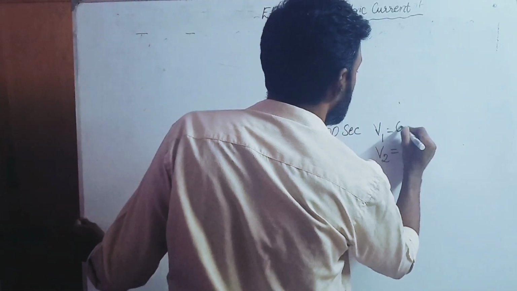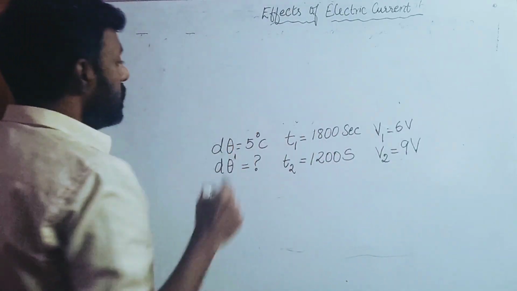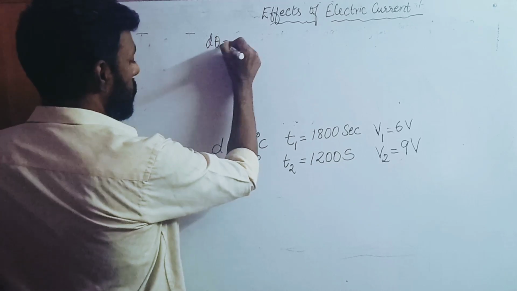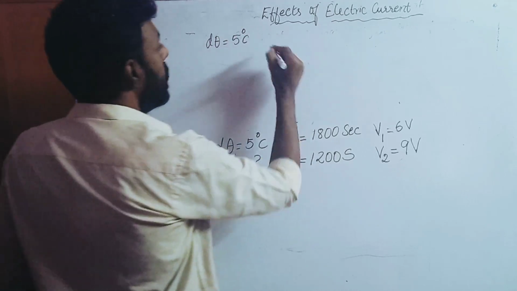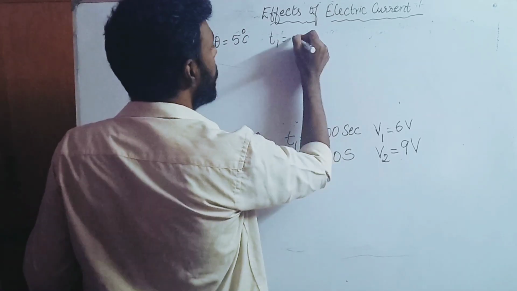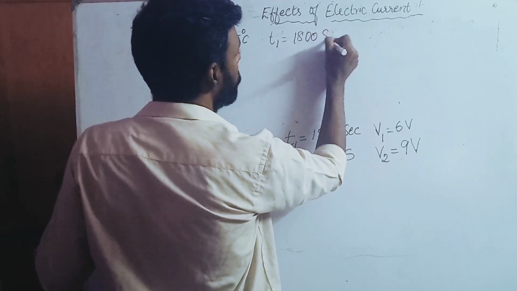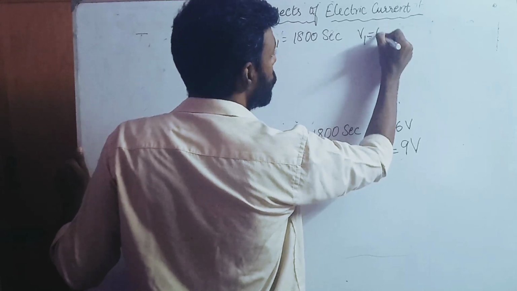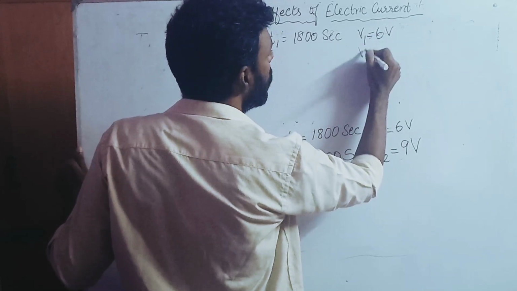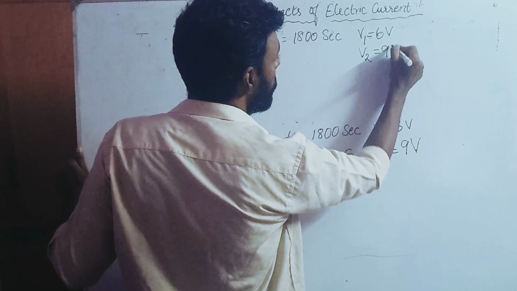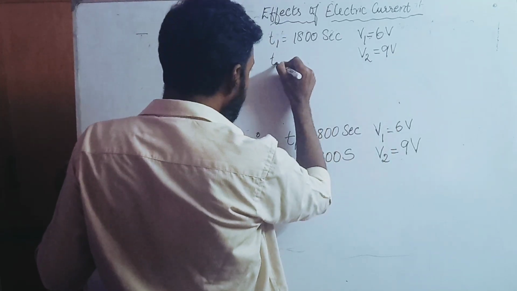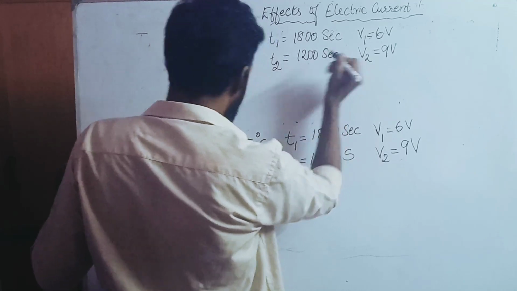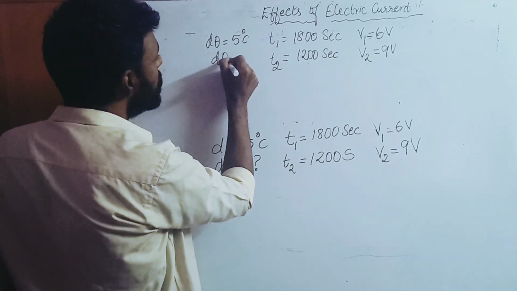V1 equal to 6 volts, right? So this is the data. d theta equal to 5 degrees Celsius, T1 equal to 1800 seconds, V1 equal to 6 volts, V2 equal to 9 volts, T2 equal to 1200 seconds, and d theta dash is the quantity which we need to find.